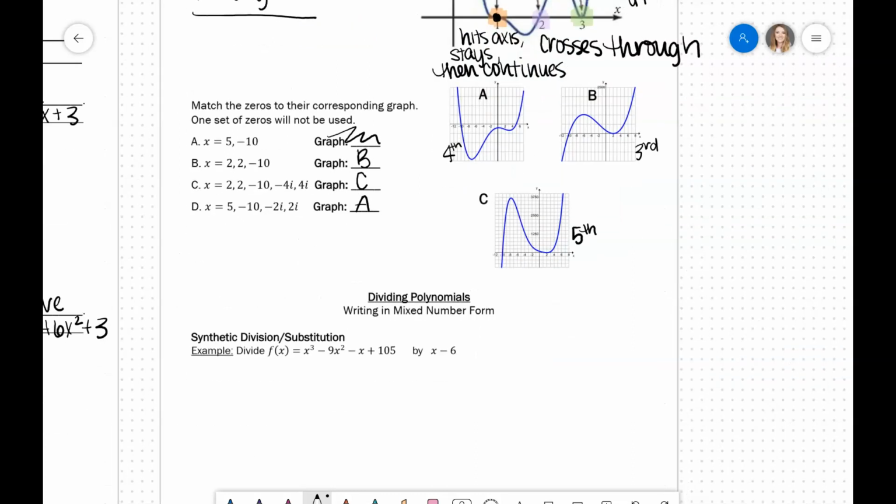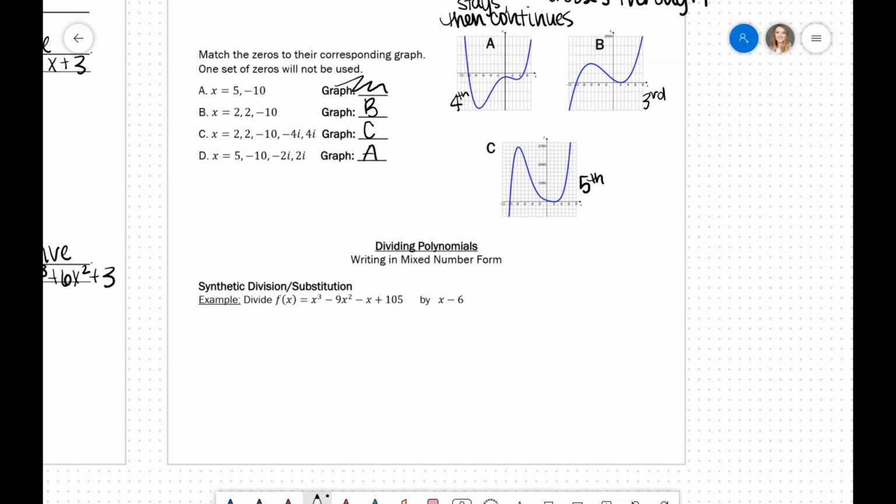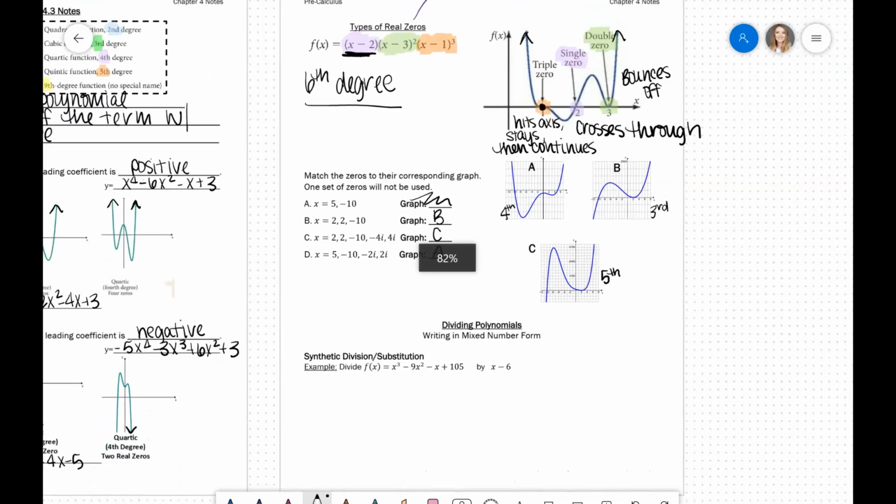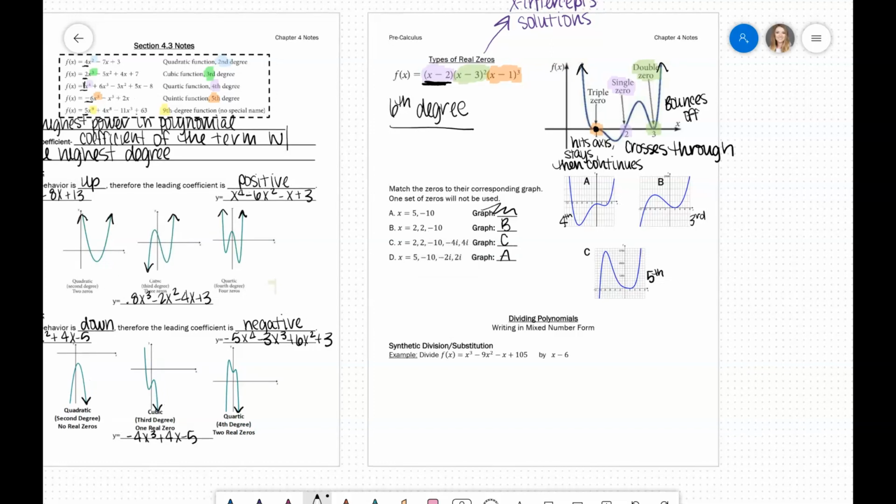All right, so I'm going to stop right before dividing polynomials. So that is going to be it for our 4.3 notes.